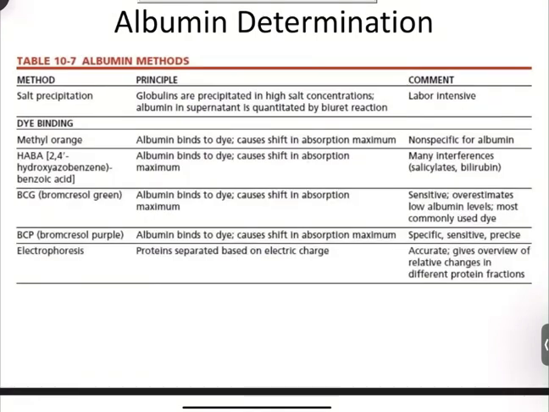Next protein determination, you have your albumin determination. Okay. Methods are precipitation. Globulins are precipitated in high salt concentration. Albumin in supernatant is quantitated by your biuret reaction or your biuret method, because your biuret method can detect protein. This is labor-intensive because of the process. You need to precipitate, you need to separate, you need to, again, do another testing for your albumin, which is the biuret test. Okay?